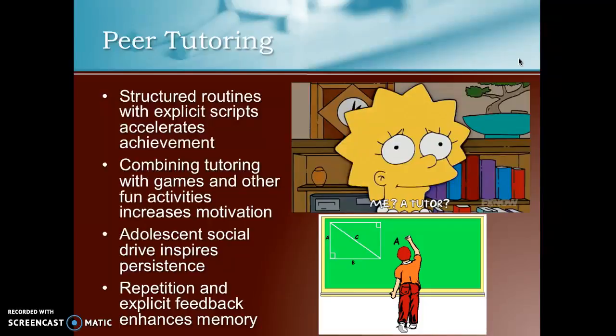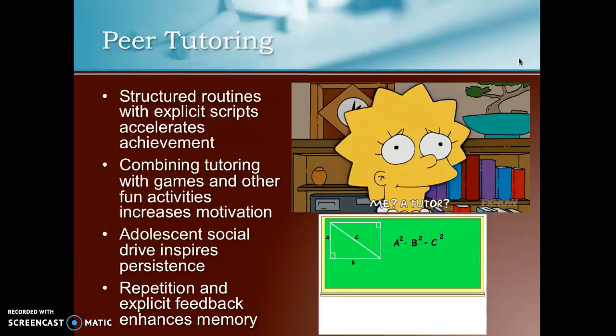Peer tutoring is the final strategy that we'll talk about for increasing vocabulary and being able to reach more students in the classroom. Basically, when used correctly, peer tutoring can be beneficial to ELN students especially. Teachers who set structured lessons with explicit scripts for their tutors are shown to experience success for their ELN students more so than when they just kind of leave it up to them.